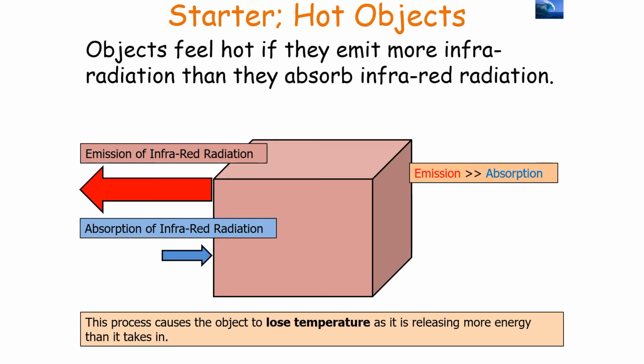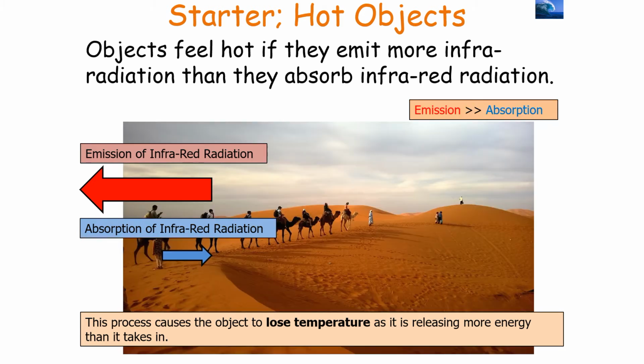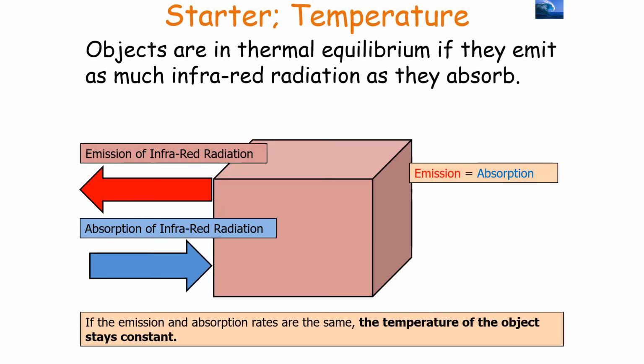Now, objects feel hot if they emit more infrared radiation than they absorb infrared radiation. Now, this process will cause the object to lose temperature as it's releasing or emitting more energy than it is taking in or absorbing. Now, objects are in thermal equilibrium if they emit as much infrared radiation as they absorb. So if the emission rate and the absorption rate is the same, the temperature of an object stays constant.